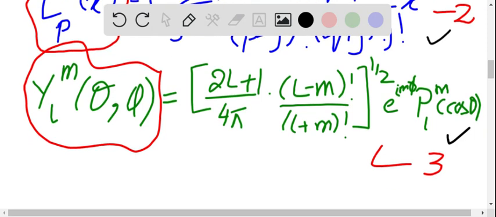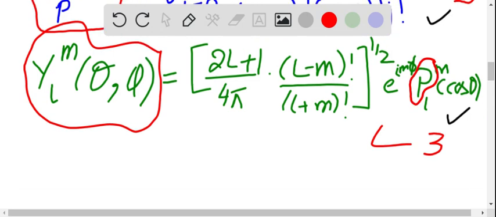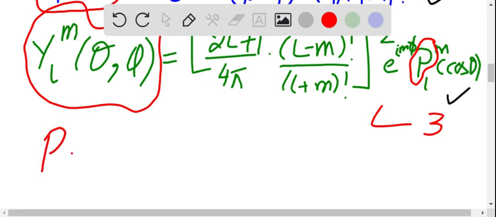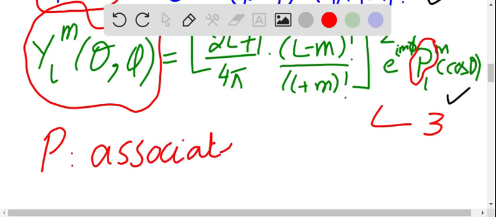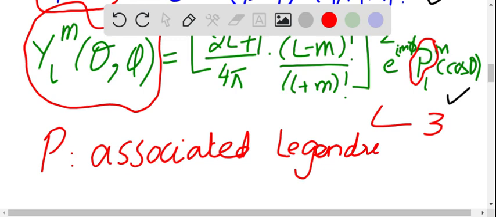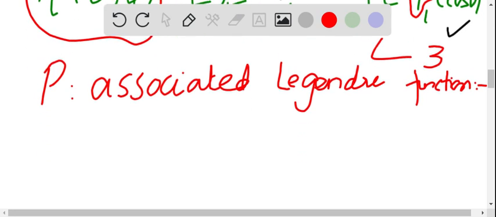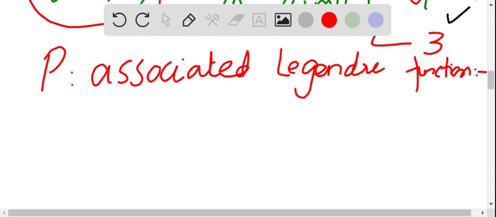So now as you can see over here we have this p variable, right? So what is this p variable? Now this p variable is an associated Legendre function, right? So in order to solve the equation for y, this equation 3, we must know the value of p, right? So we need an equation for p.